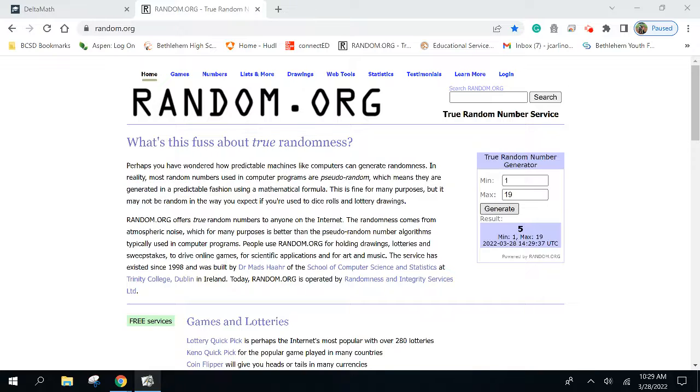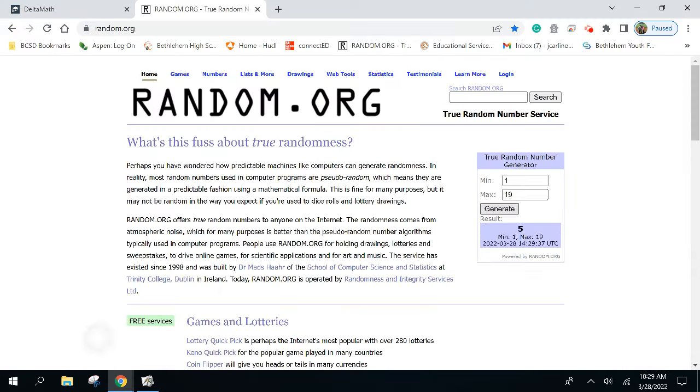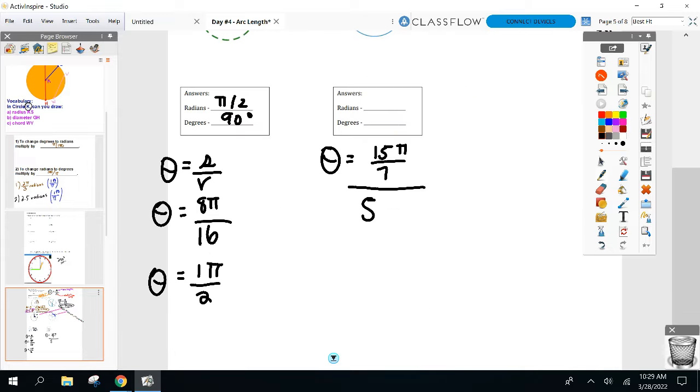What's the length of the arc here in number 4? Here we go. 15 pi over 7. That's your S over your R, which is 5. There you go. All right. We're in radians. Leave pi in your answer, right? So take a look. Make sure you slip that pi down.